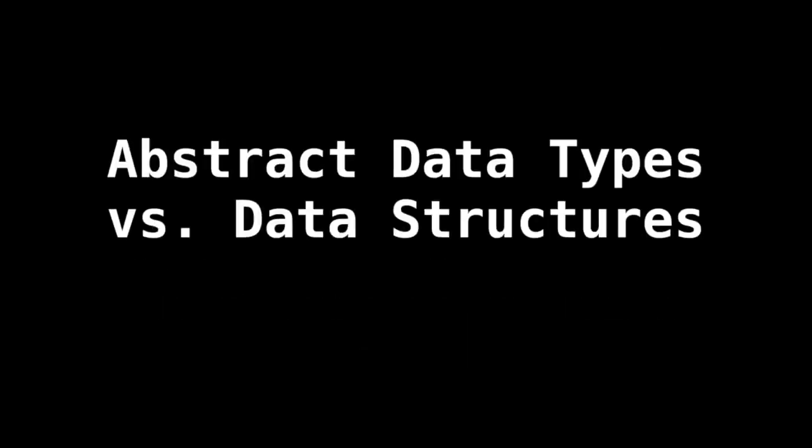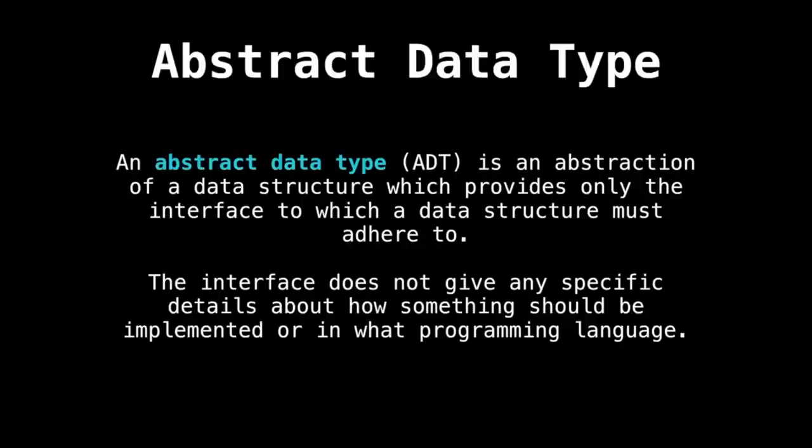It is strange that before we even begin talking about data structures, we need to talk about the abstraction of data structures. What I'm talking about is the concept of an abstract data type. What is an abstract data type and how does it differ from a data structure? Well, the answer is that an abstract data type is an abstraction of a data structure which provides only the interface to which that data structure must adhere.